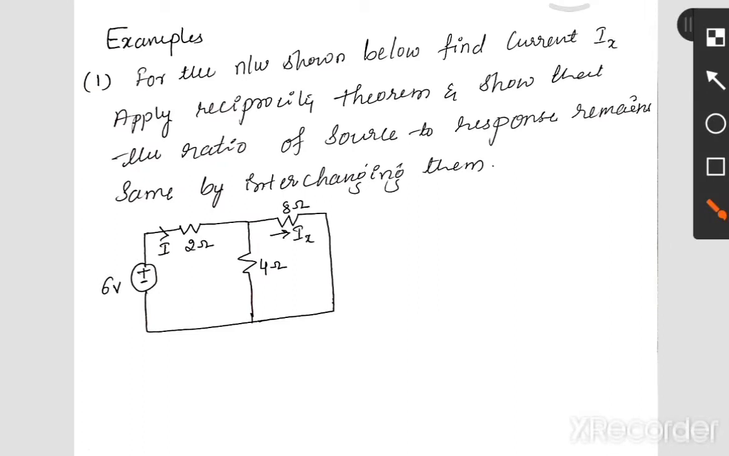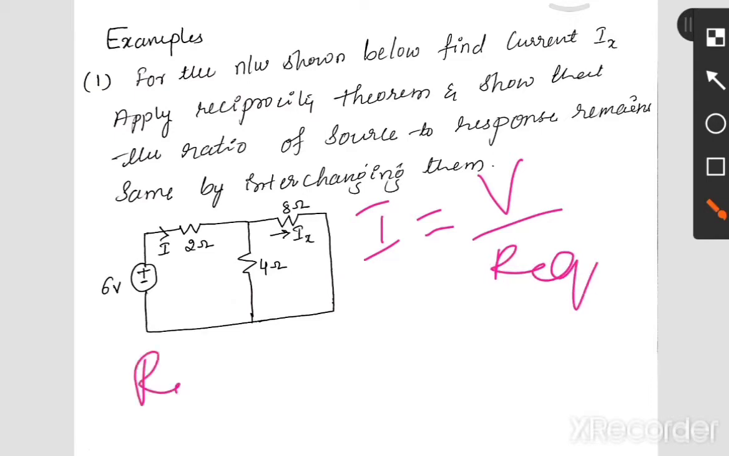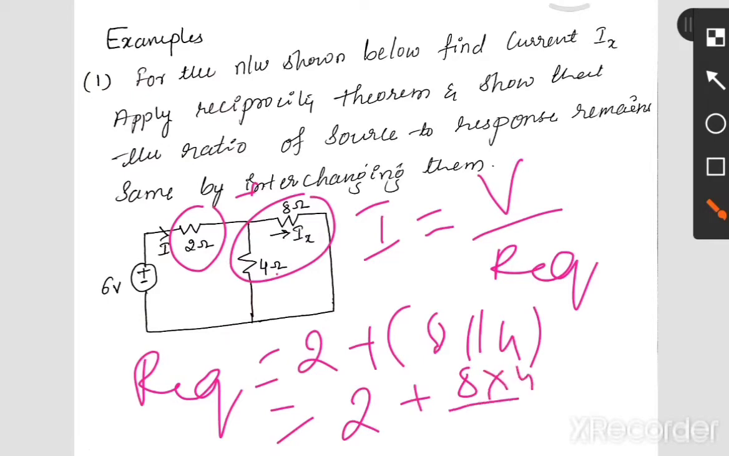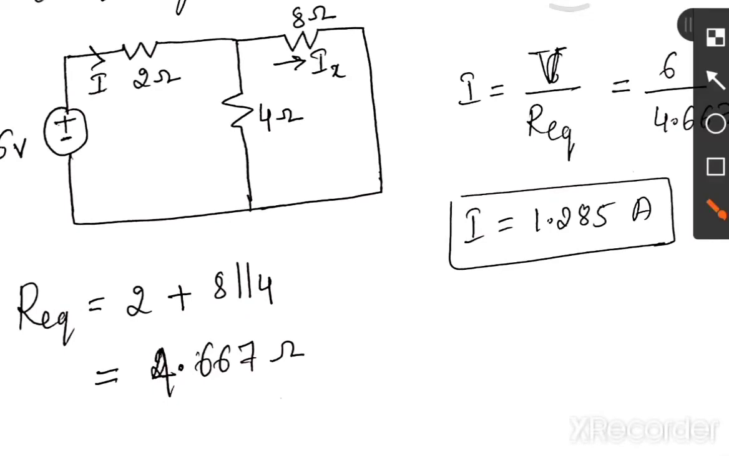If you would like to do it that way, let's calculate I. I is nothing but V divided by R equivalent. Let's calculate R equivalent. The 8 and 4 ohms are in parallel, along with the 2 ohm in series. So 2 plus 8 parallel with 4. This combination you have to do: 2 plus 8 into 4 divided by 8 plus 4. That also you can do. So we have done with the equivalent values.